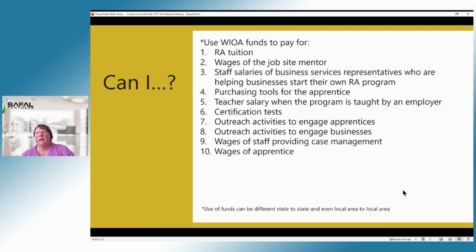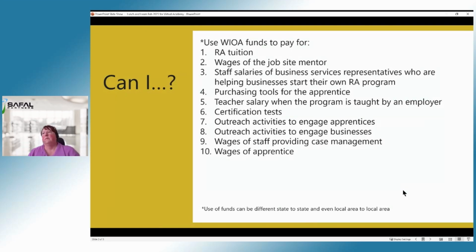So the question over here is, is the staff salary assistance only available if the apprentice is WIOA eligible? Well, if we look at the staff salary for the business services reps, they're not actually dealing with an individual who's WIOA eligible. They're dealing with a business. And anything that they're doing with the business to help grow or start a registered apprenticeship program is allowable costs under WIOA.